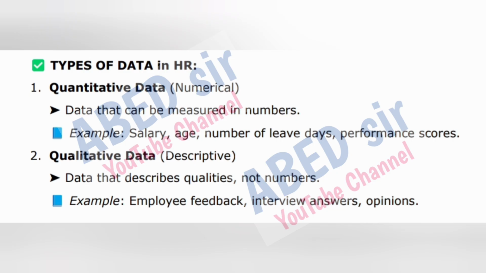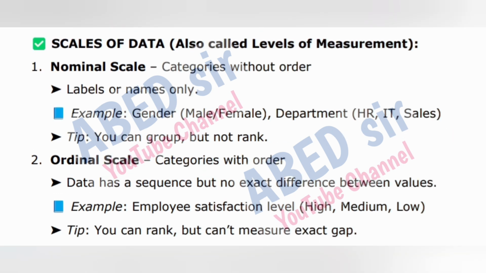2. Qualitative data, descriptive. Data that describes qualities, not numbers. Example, employee feedback, interview answers, opinions. Scales of data, also called levels of measurement. 1. Nominal scale, categories without order. Labels or names only. Example, gender, male-female, department, HR, IT, sales. Tip, you can group, but not rank.